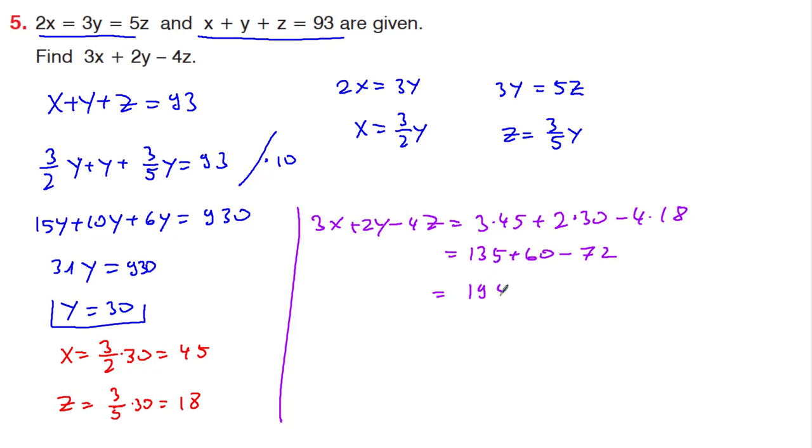So 195 minus 72, that is 123. You need to know there are different ways to approach this problem. You can solve it in different ways as well.